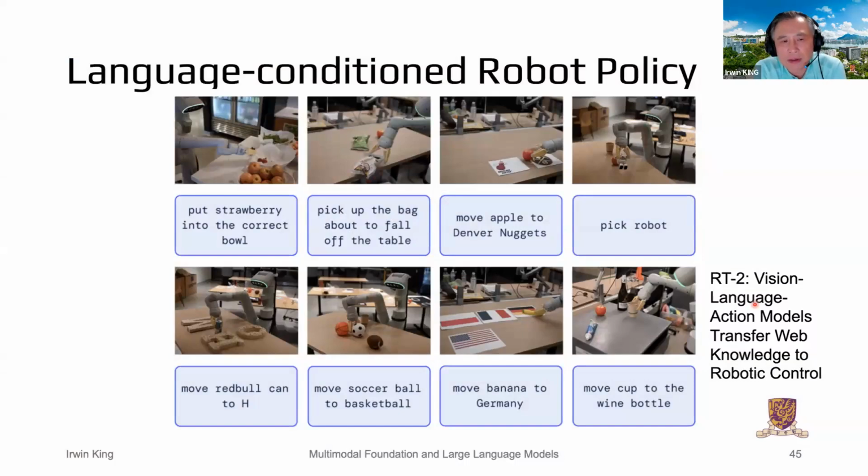Like, for example, put the strawberry into the correct bowl. Okay? This is a word right here, and this is an image right here. But the action is to put the strawberry. You need to identify what are the strawberries. Not an apple, not something that is green, but this, the strawberry, put this into the correct bowl. You're not going to put the strawberry in along with the apple. You're not going to put it in this green bowl right here, but you want to put it in the correct bowl. Pick up the bag about to fall off the table, not this green bag, which is not going to fall off the table.